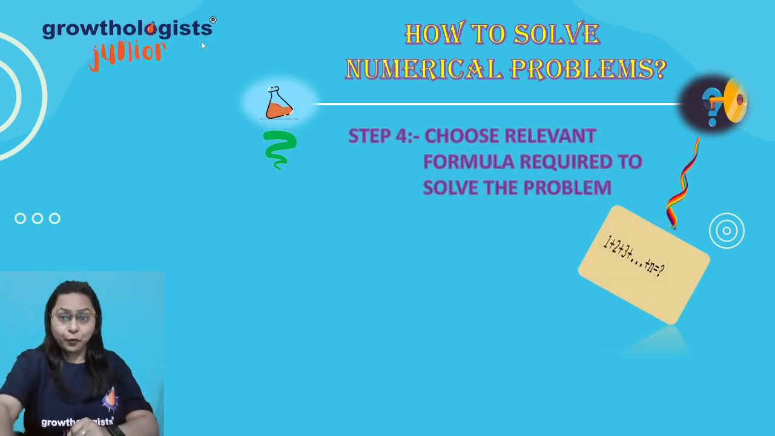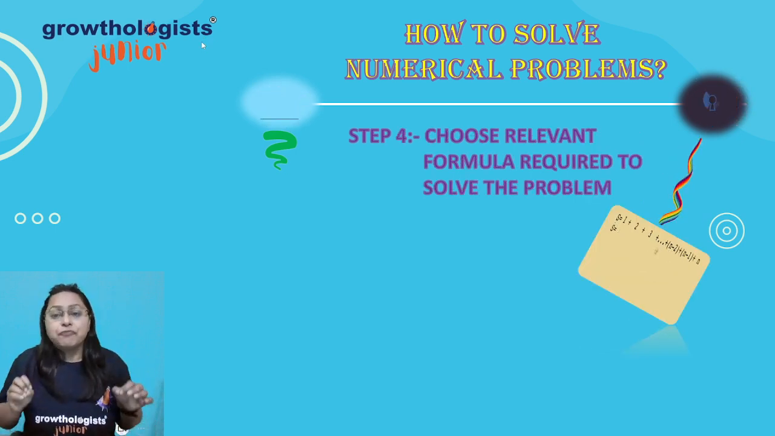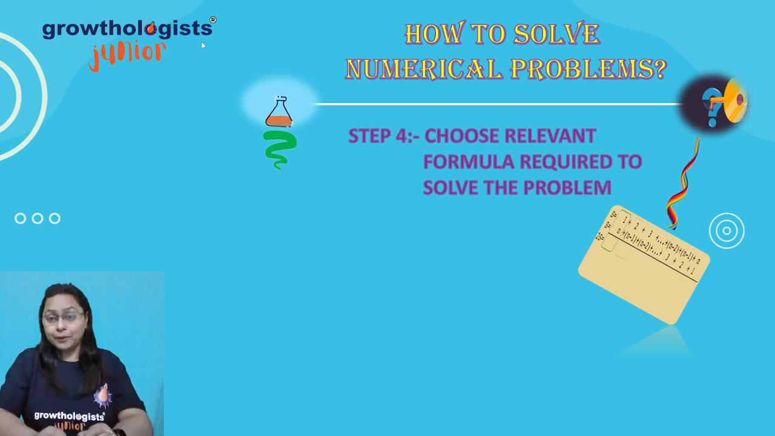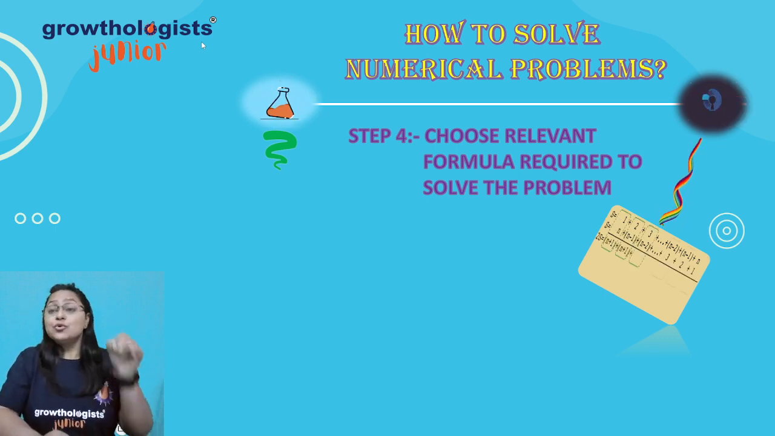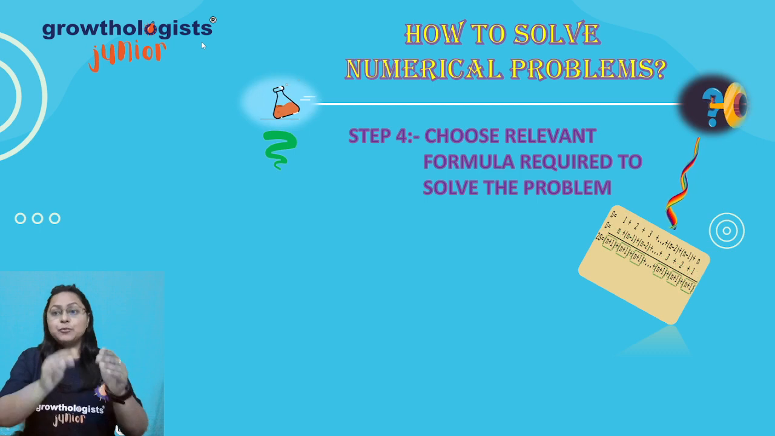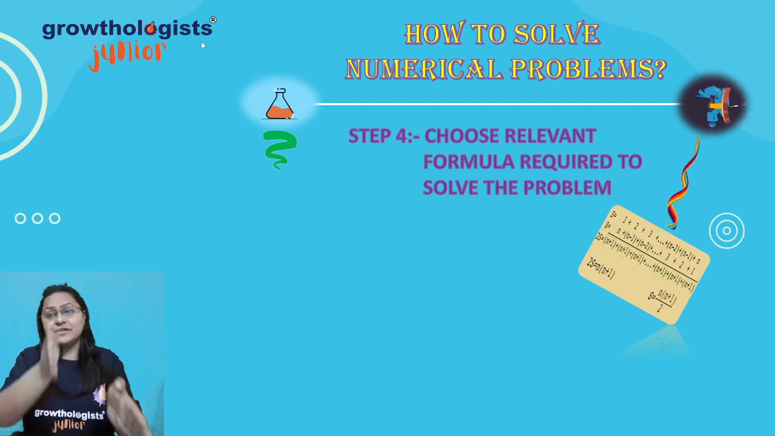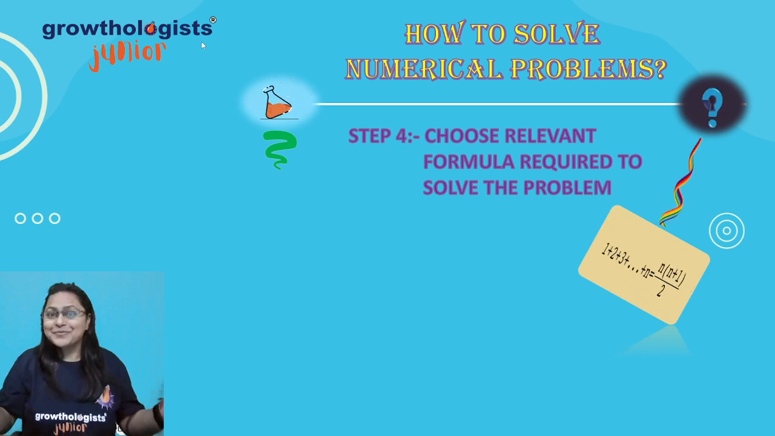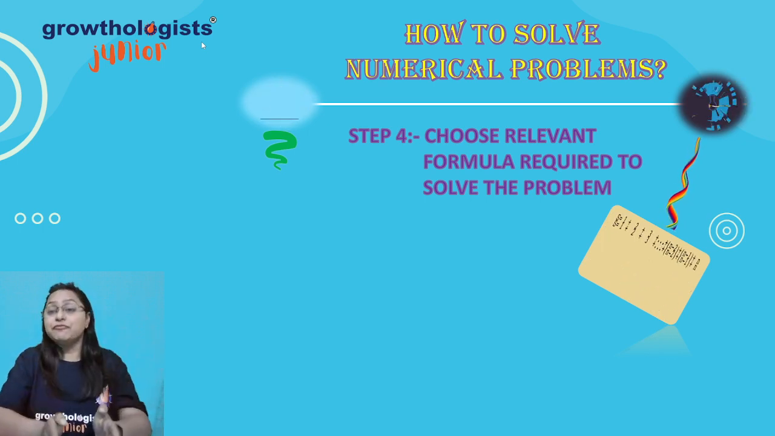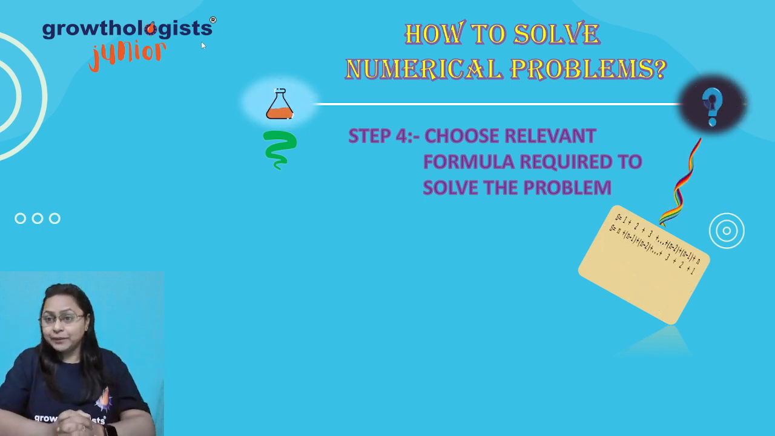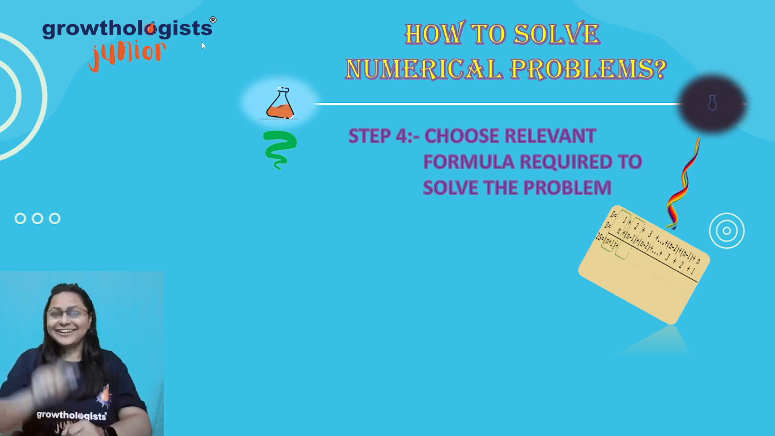Step 4. Choose the relevant formula required to solve the problem. After that, choose the formula like speed is equal to distance upon time. If distance is asked, distance is equal to speed into time. Right? So choose the relevant formula required to solve the problem. You are halfway there. Come on.